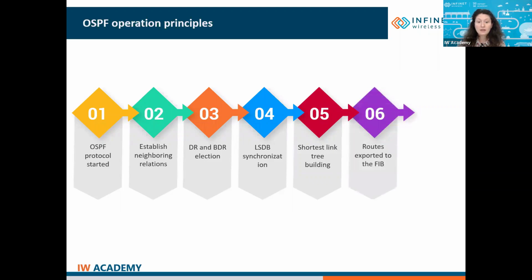As a result, the routing table is populated with the routes toward all network destinations, and the device will next export the routes to the forwarding information base, or shortly the FIB. The FIB is used by the device to choose the interface that a given packet will use for egress. At this point, the OSPF convergence state is reached, and OSPF will monitor the network status from now on.